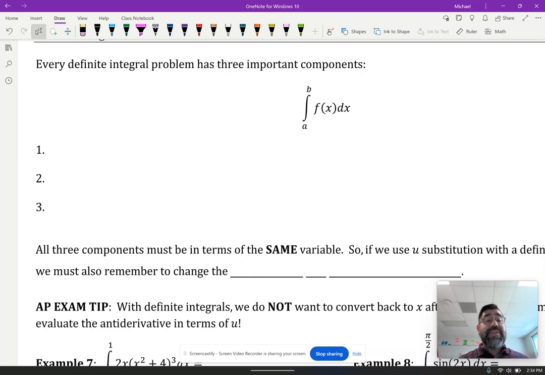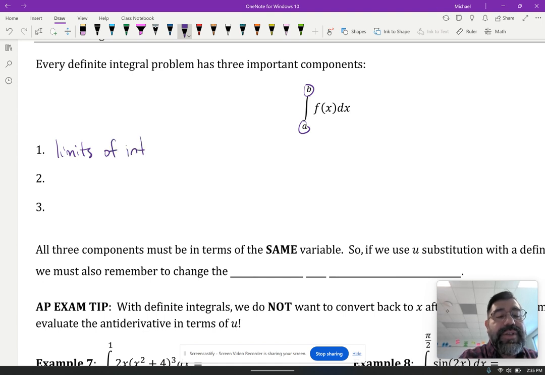We're going to transition now to working with u-substitution in definite integrals. But before we do that, let's recap what we know about definite integrals. We have three important components. The first one is the limits of integration. If you recall, the limits of integration tell me where to begin and where to end my area finding, my shading under the curve.